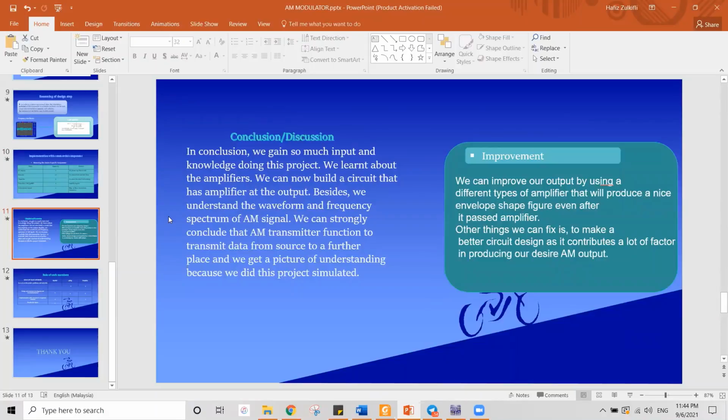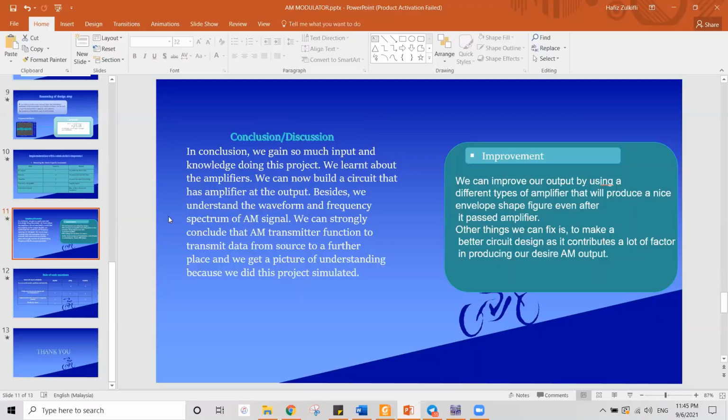So for the conclusion, we gained so much input and knowledge during this project. We learned about the amplifier. We can now build a circuit that has an amplifier at the output. Besides, we understand the waveform and frequency spectrum of the AM signal. We can strongly conclude that the AM transmitter functions to transmit data from the source to the filter, and we get a picture of understanding because we did this project in simulation.